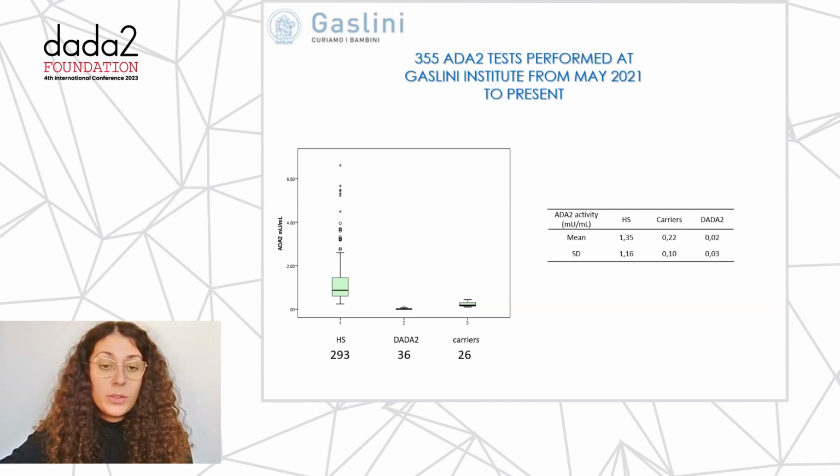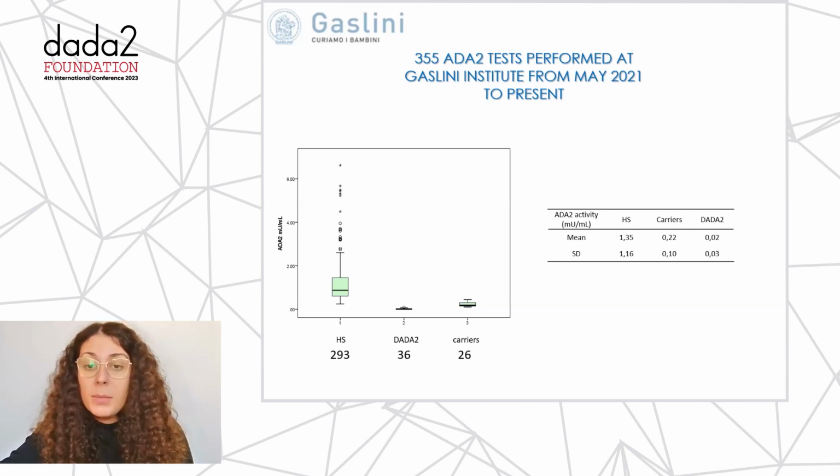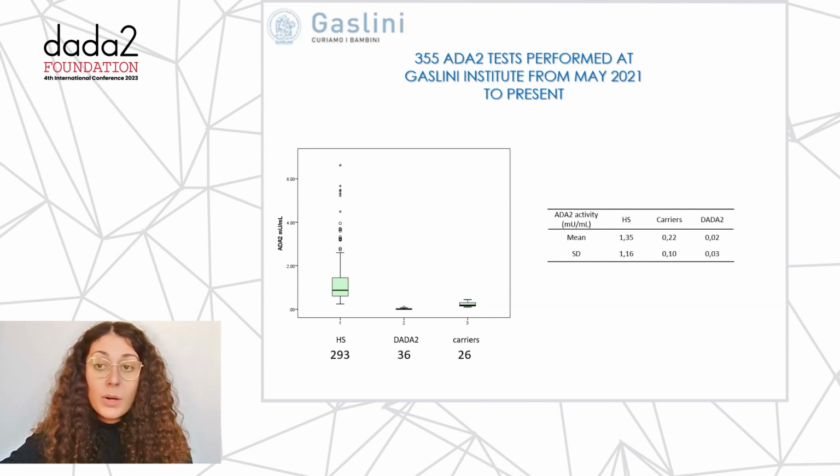We performed the tests on 293 healthy subjects, 36 DADA2 patients, and 26 carriers. The mean activity in mU/mL was 1.35 in healthy subjects, 0.22 in carriers, and 0.02 in DADA2 patients. So our method allows us to distinguish the activity in these three groups.